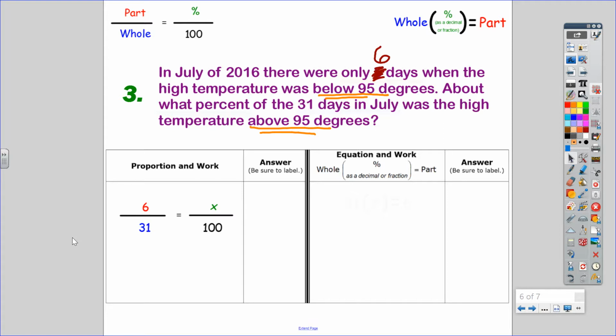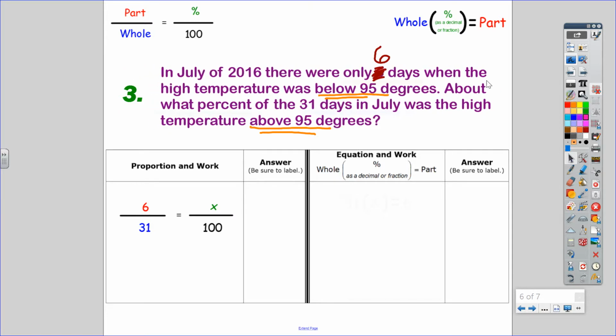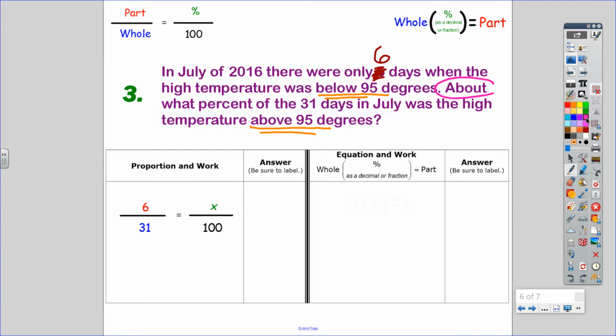Now, they gave us a really nice word: about. When they give you the word about, that means you can change your number slightly to make it more friendly to work with. So I would change this 31 to 30. And then this makes it a simpler operation because I could take 6 and 30 and reduce it to 1 and 5. Then how does 5 get to 100? Times 20. So what's 1 times 20? That's going to give us 20%.